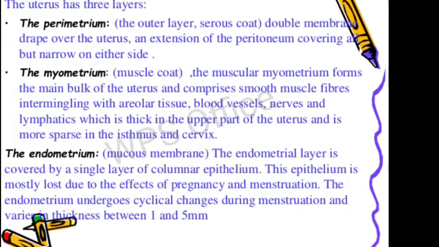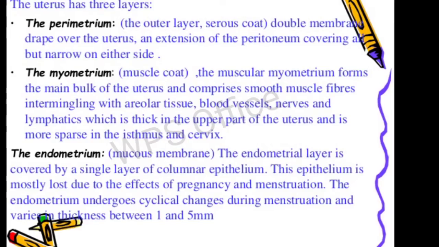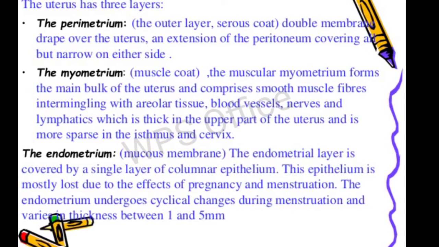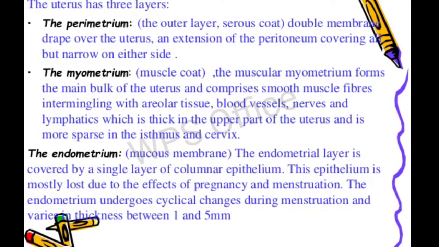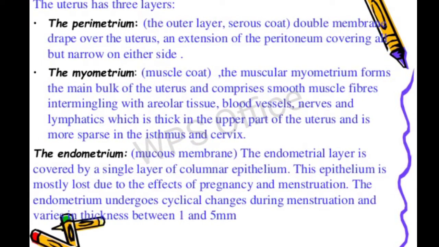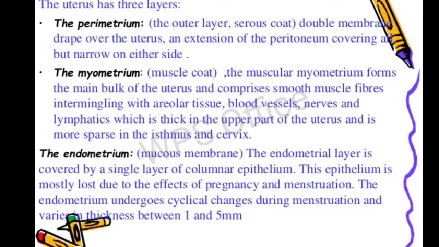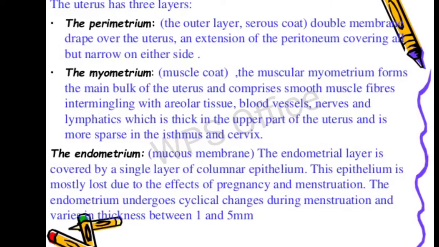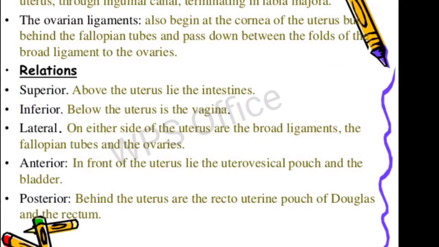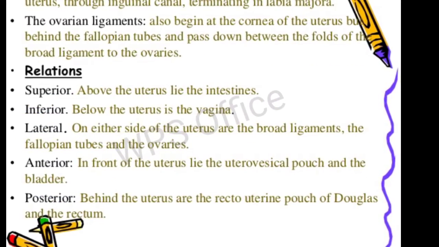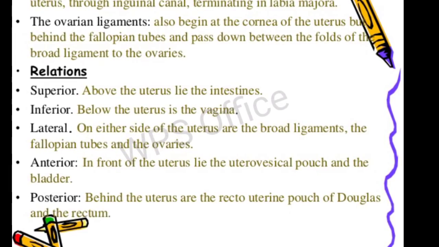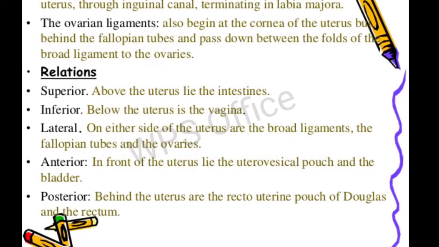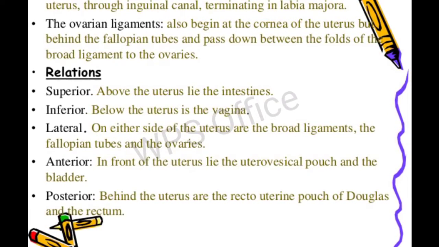Then layers of the uterus: there are three layers, the perimetrium, myometrium, and the endometrium. The perimetrium is the outermost, the myometrium is the middle, and the endometrium is the mucous membrane which lies in the innermost portion. Then the round ligaments and the ovarian ligaments are the ligaments which will be supporting the uterus.